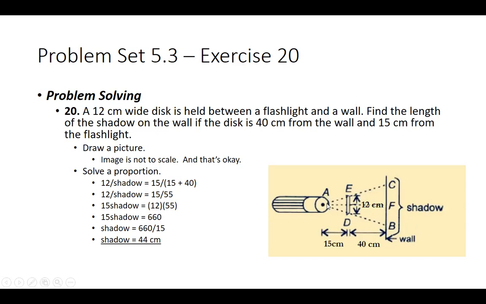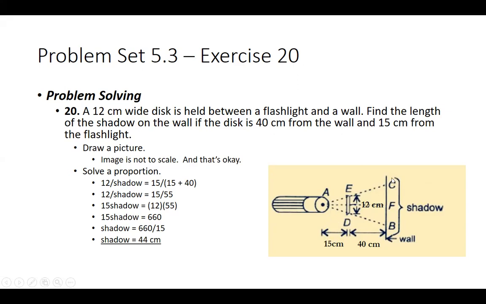Here's our flashlight. There's the wall. There's a shadow on the wall. The disc is 12 centimeters wide, which is the same as 12 centimeters tall. It's 15 centimeters from the flashlight. It's 40 centimeters from the wall. This sets up a proportion of nested triangles. They are similar triangles.